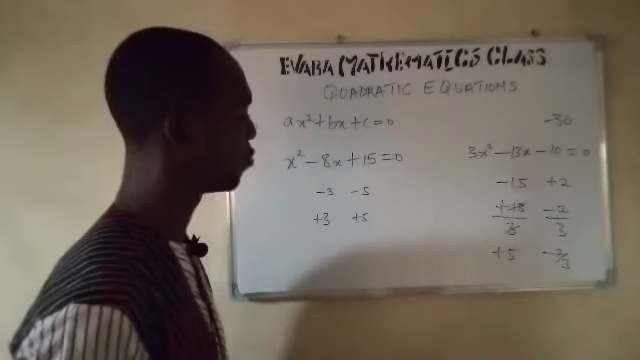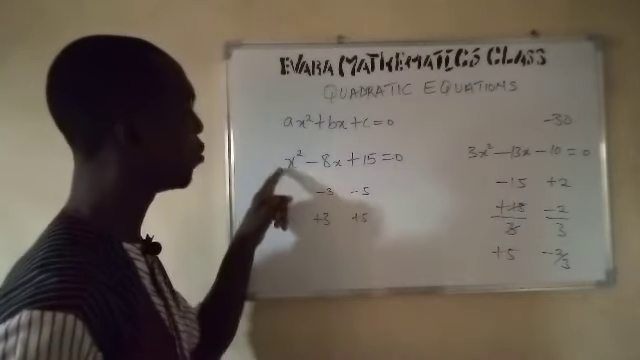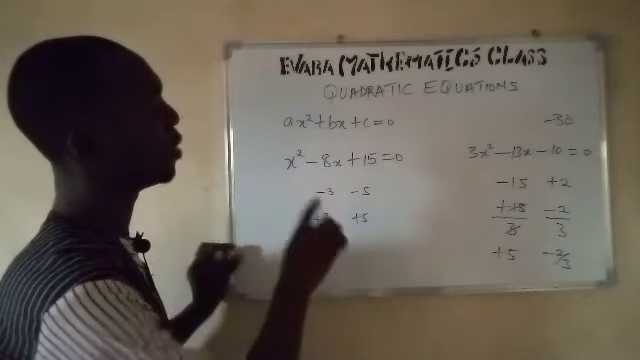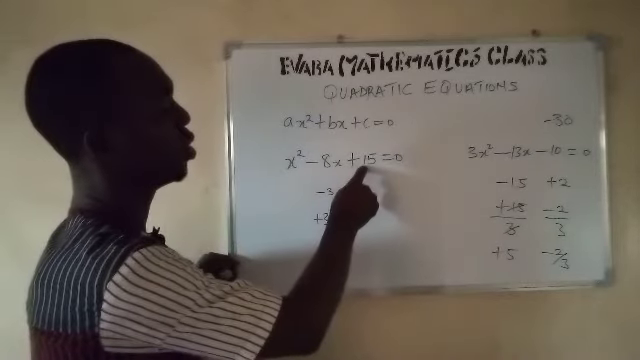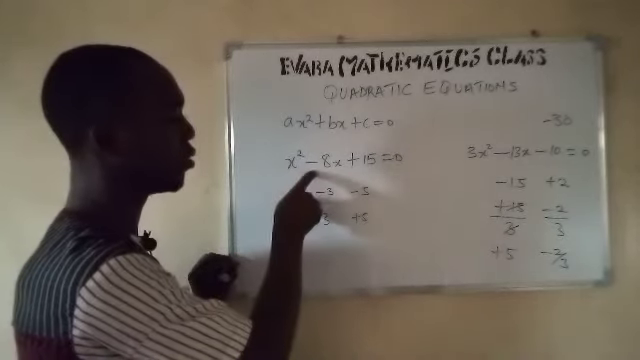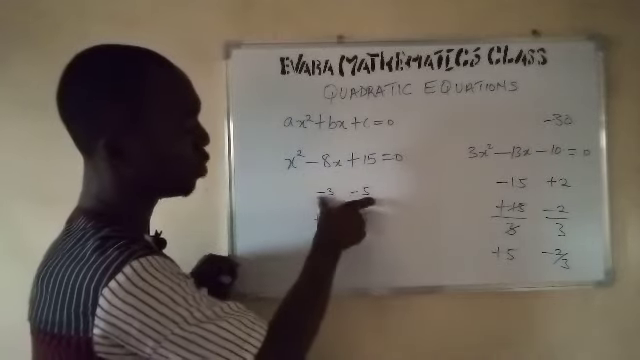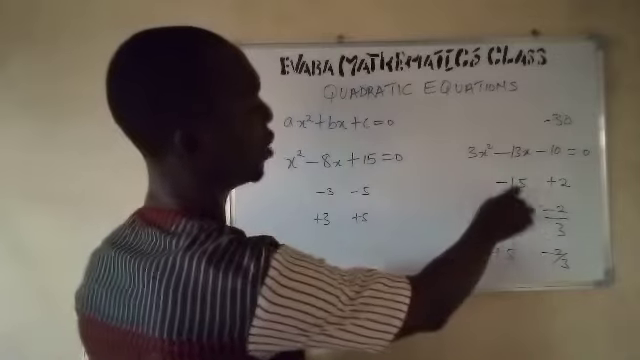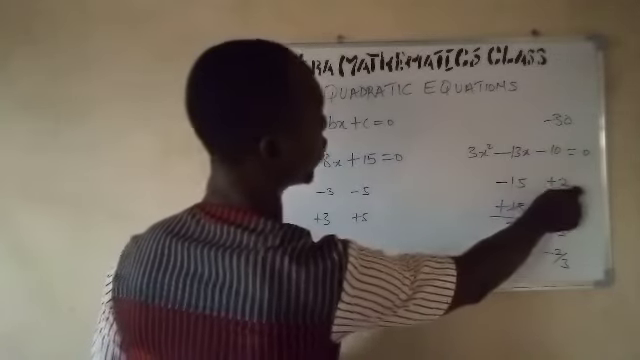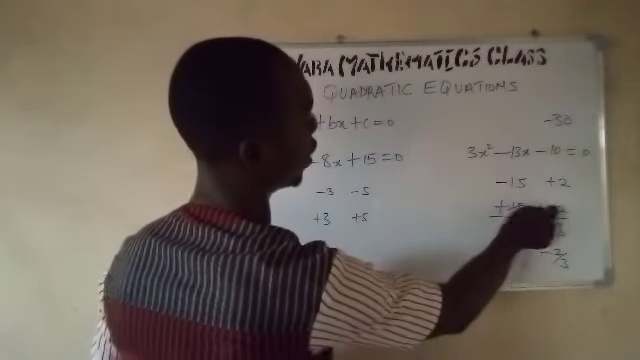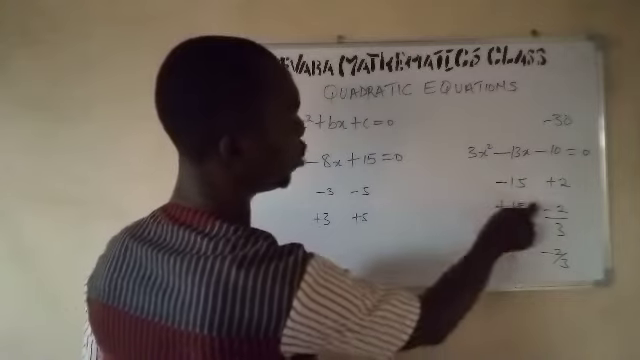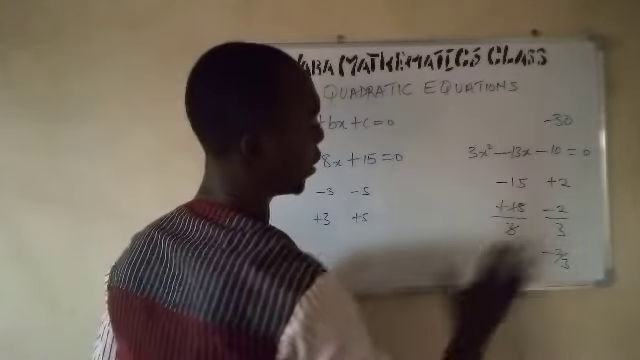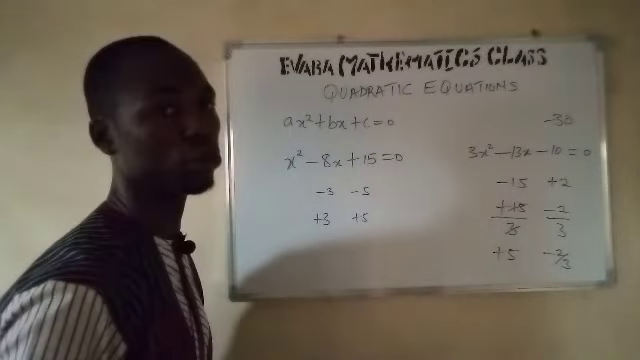So once again, when the coefficient of x squared is 1, just pick two numbers that you multiply to get 15 and you add to get minus 8. Once you are able to get the two factors, change their signs. That's all. But for this other one, after getting the two factors, you change their signs and then you divide each of them by the coefficient of the squared letter. So whatever you arrive at is the solution to that particular equation.